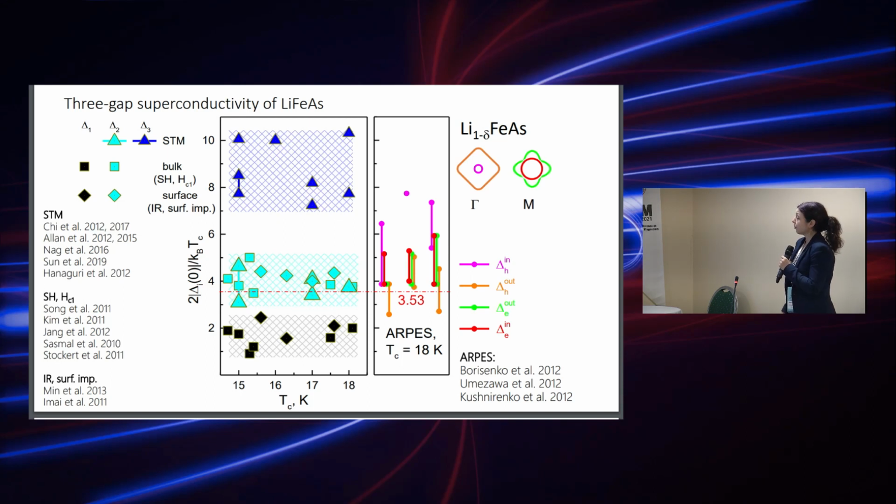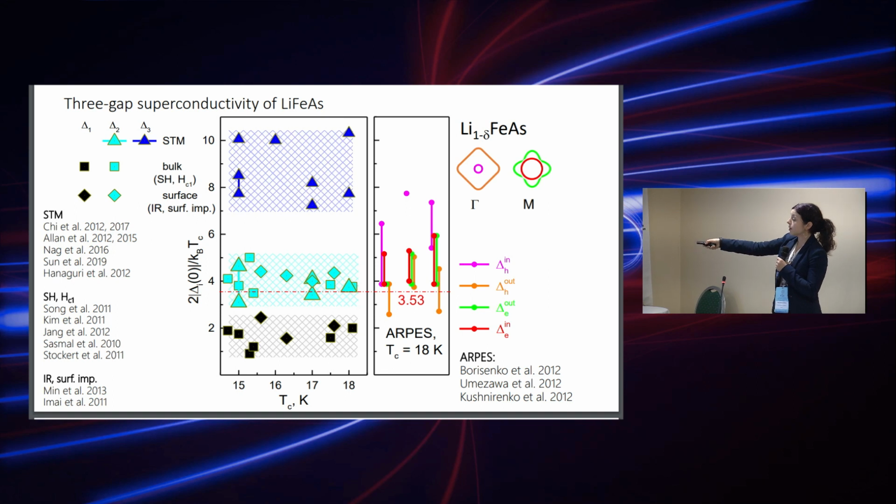Turning to the literature, we can summarize the values of the superconducting order parameters in lithium iron arsenide single crystals in terms of the 2Δ/kTc ratio versus critical temperature. The ARPES data correspond to one and the same Tc, 18 kelvins, but for clarity, these data are shifted horizontally.